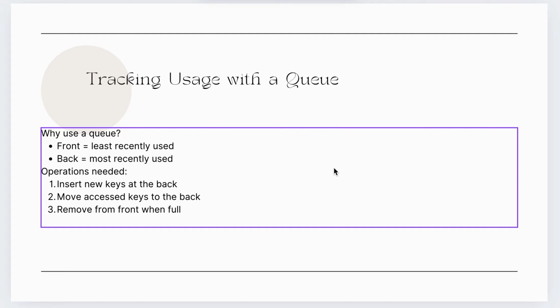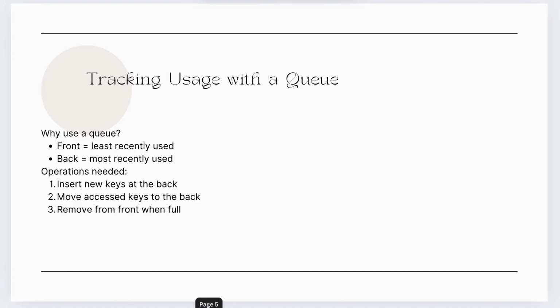We need a way to track the order of how keys are used. A queue is a natural fit. Think of it as a line. Front of the queue is least recently used and back is the most recently used. When a key is used, move it to the back. When we insert a new key, add it to the back. When we hit capacity, remove the one in the front. Seems perfect in theory, but let's explore how to implement it.